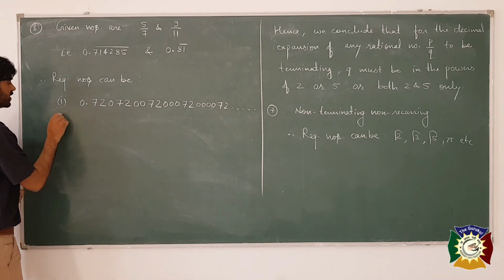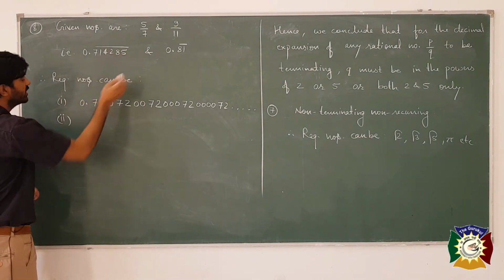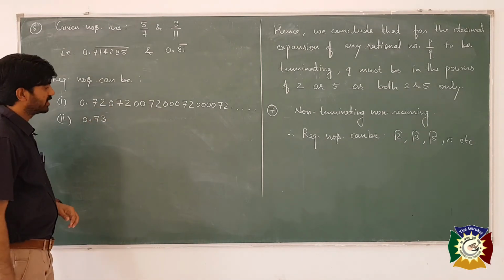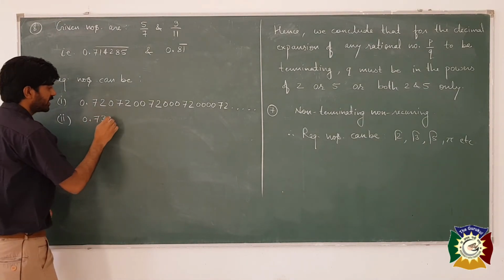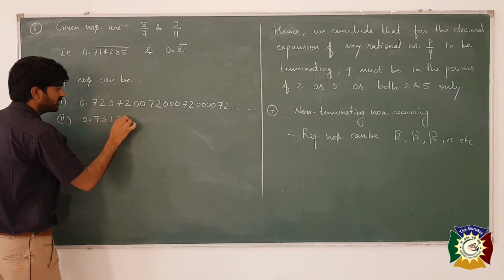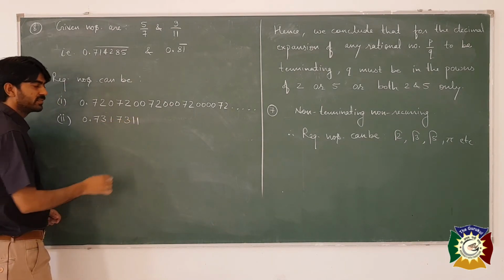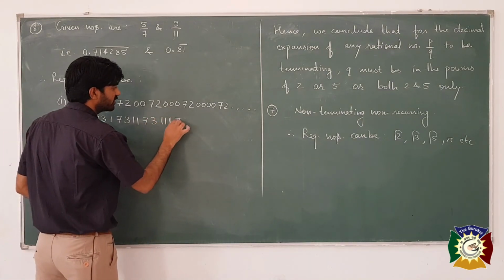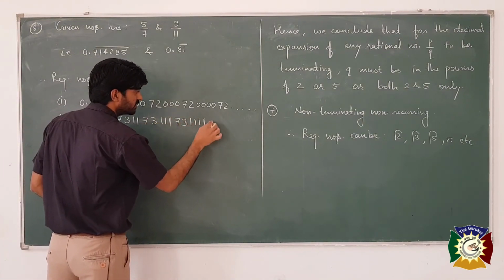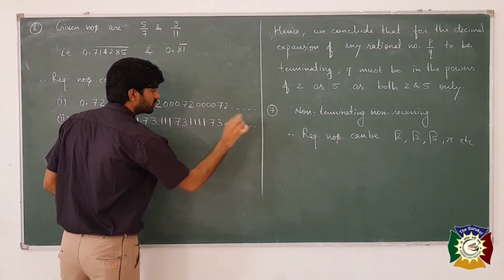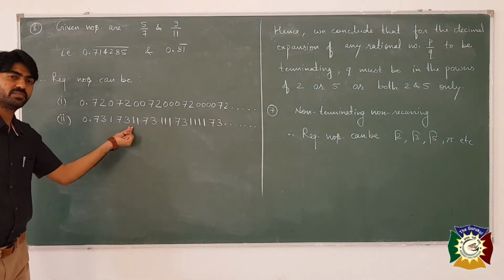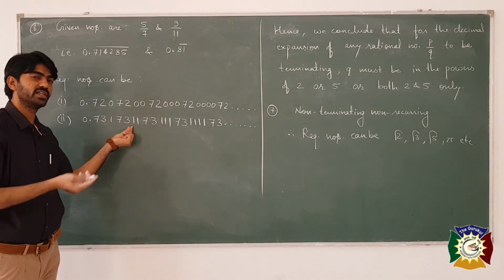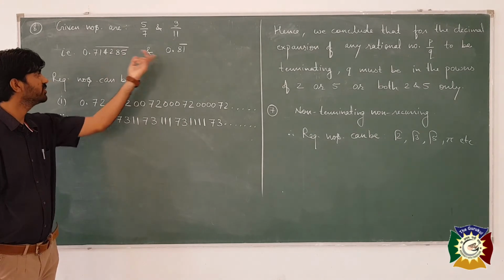Now second, again in between them, I am getting 0.73. Again I have to follow the same pattern, so I am writing 1, 7 3 1 1, 7 3 1 1 1, 7 3 1 1 1 1, 7 3 and so on. It means this number is non-terminating, non-repeating. It means this number is an irrational number and it lies in between them.